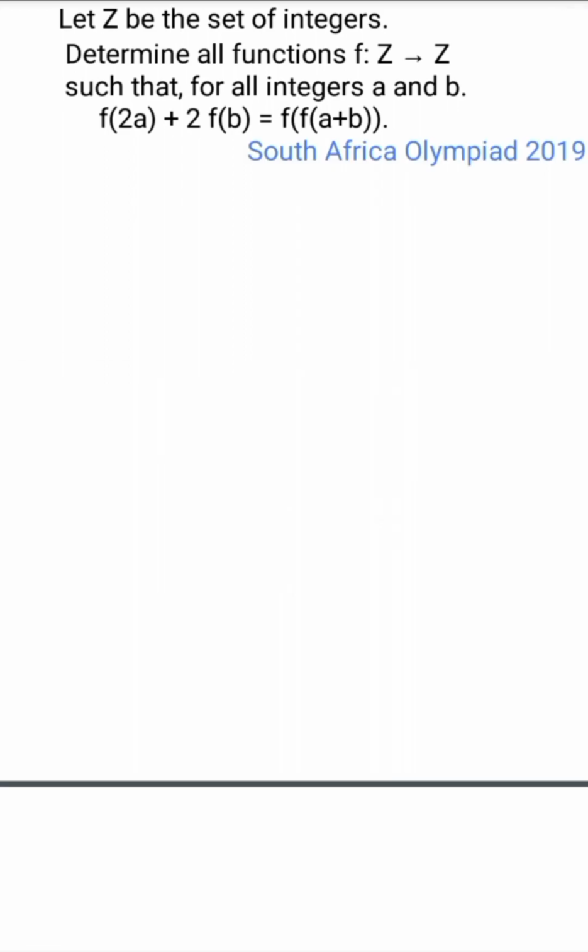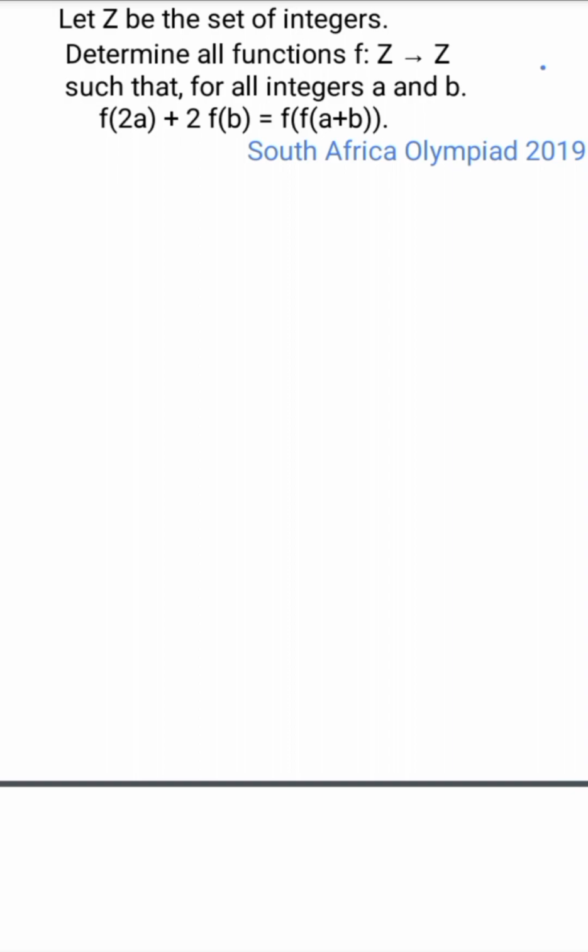So friends, we are going to solve a problem from South Africa Olympiad 2019. The problem is very interesting. Okay, so the problem is, let Z be the set of integers. Determine all functions f such that for all integers a and b, this condition will be satisfied: f(2a) + 2f(b) = f(a + b). Notice that here f is defined on Z, the set of integers, both domain and range.